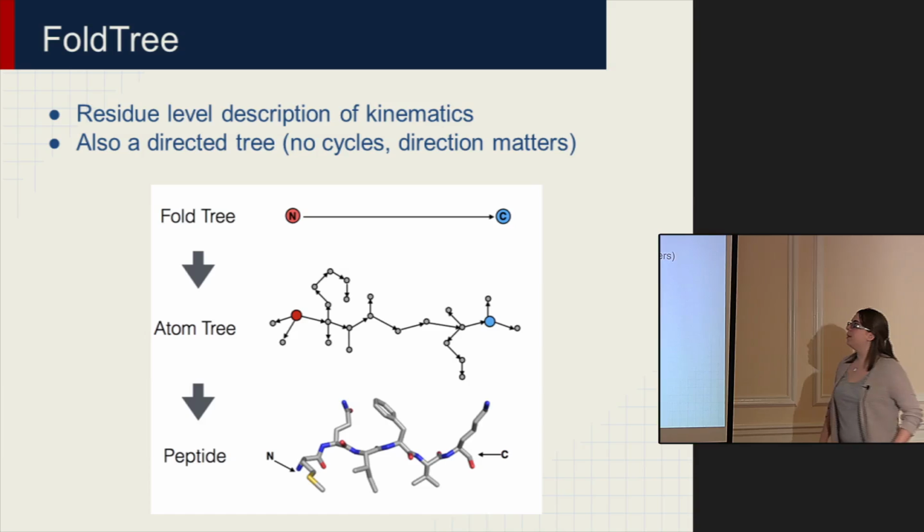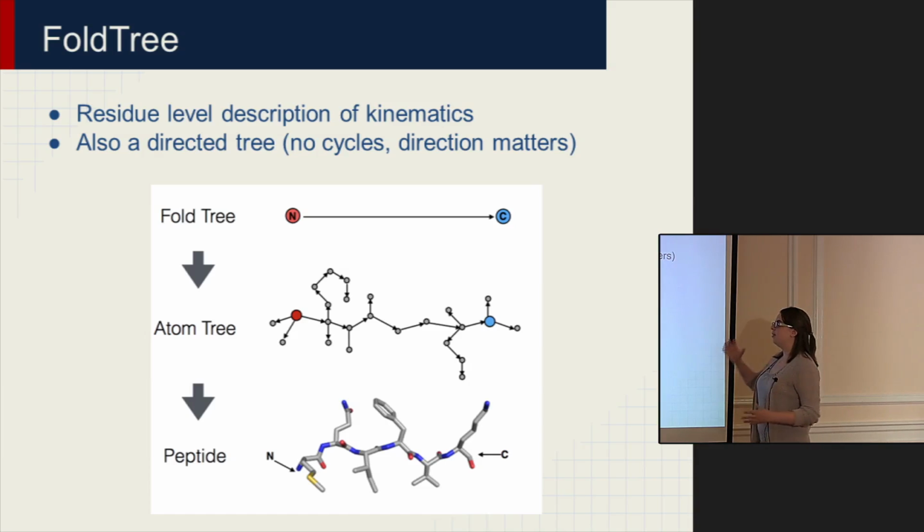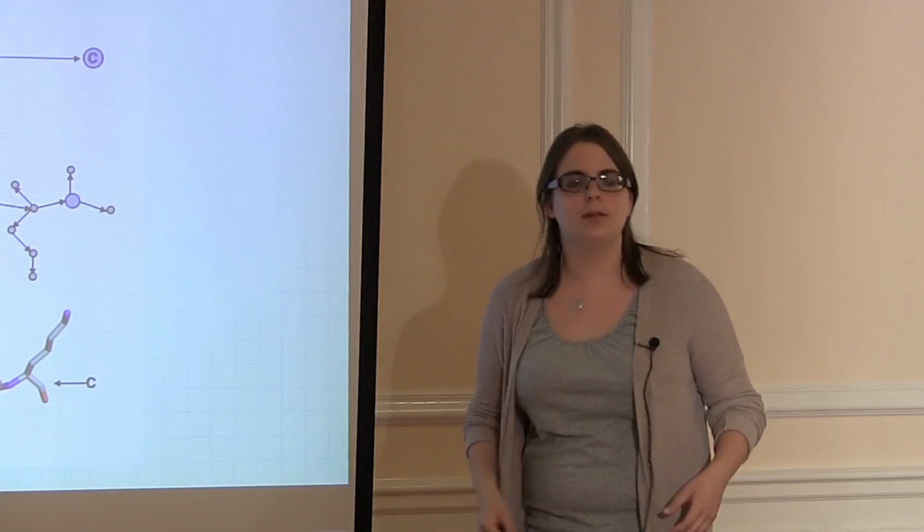And yeah, just to put it all together, all of these components, like what the peptide would actually look like, the FoldTree and the atom tree, they're all giving Rosetta a big picture of how to describe the kinematics in the system as you want to update the coordinates in your refolding.